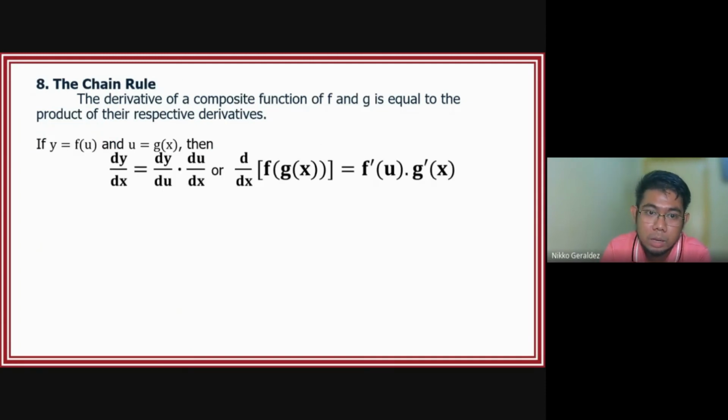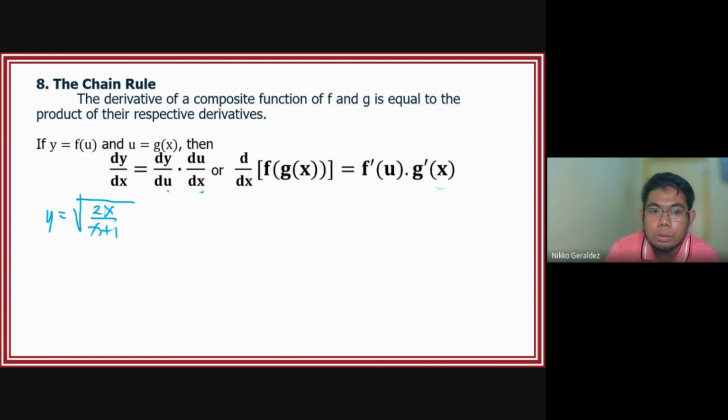Okay, so, meron kang dy over dx equal to derivative of y with respect to u times derivative of u with respect to x. Or, meron kang composite function f of g of x, so that is equal to f prime of u times g prime of x. So, ayan, chain rule. Parang general power rule dito. Composite function. Halimbawa, meron kang y is equal to square root of 2x over x plus 1. Composite function, so pwede mong gawin.